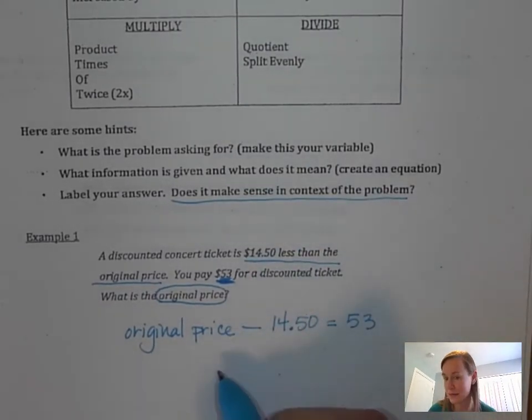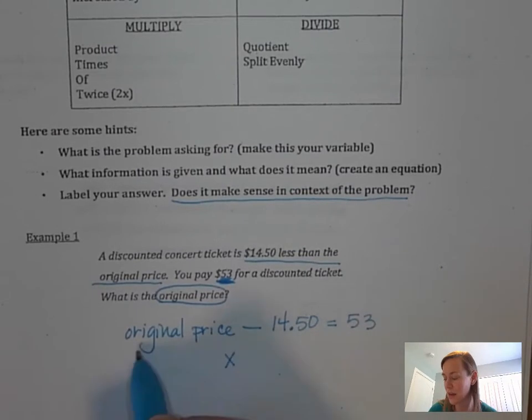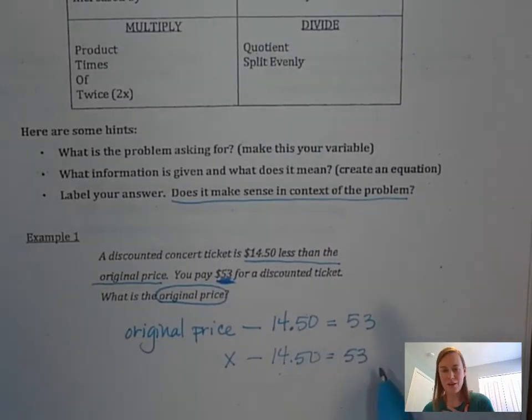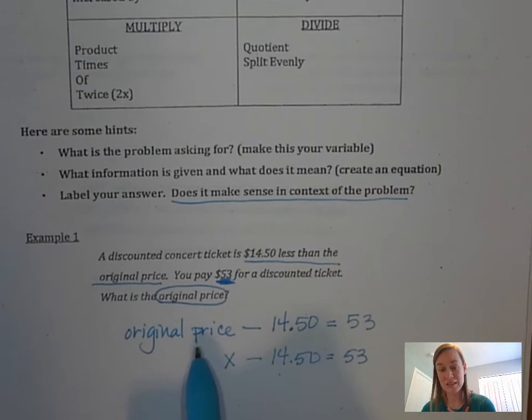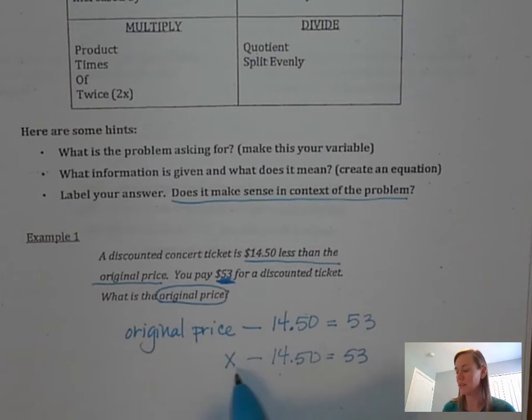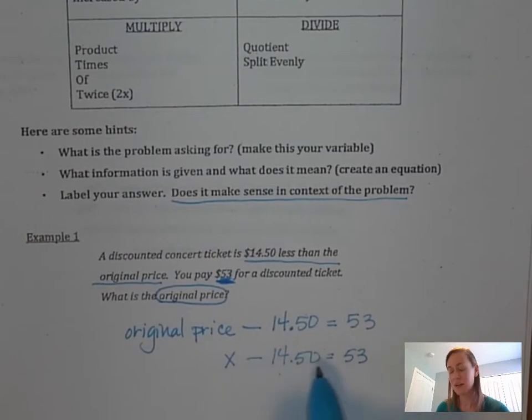How about an x? So instead of writing original price, we're just going to write x minus $14.50 equals 53. And now we all know that this x represents the original price. Okay, cool. Now it's just like yesterday's assignment where we are solving a one-step equation. We're going to need the opposite of subtracting 14.50, because what are we trying to do?